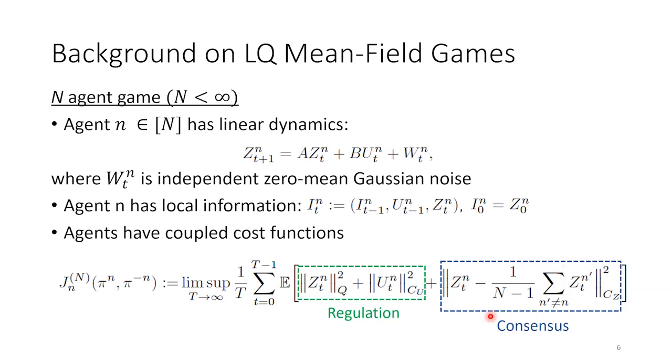So now it's coupled, right? The cost function of each agent is affected by the states of other agents, and each agent is trying to minimize its own cost function greedily. So that's the game component, where each agent is trying to minimize its cost function greedily. And that's why it's a bit different from a regulator or an optimal control problem.